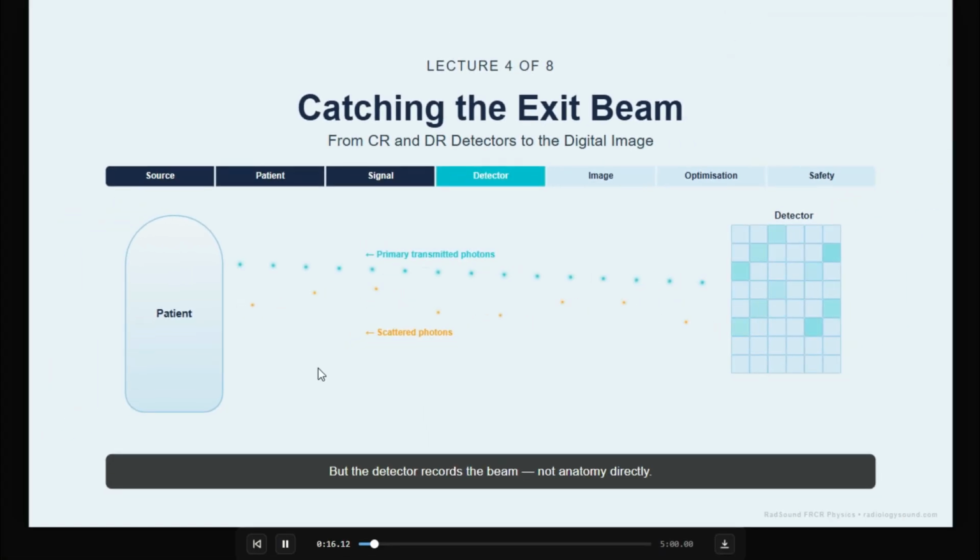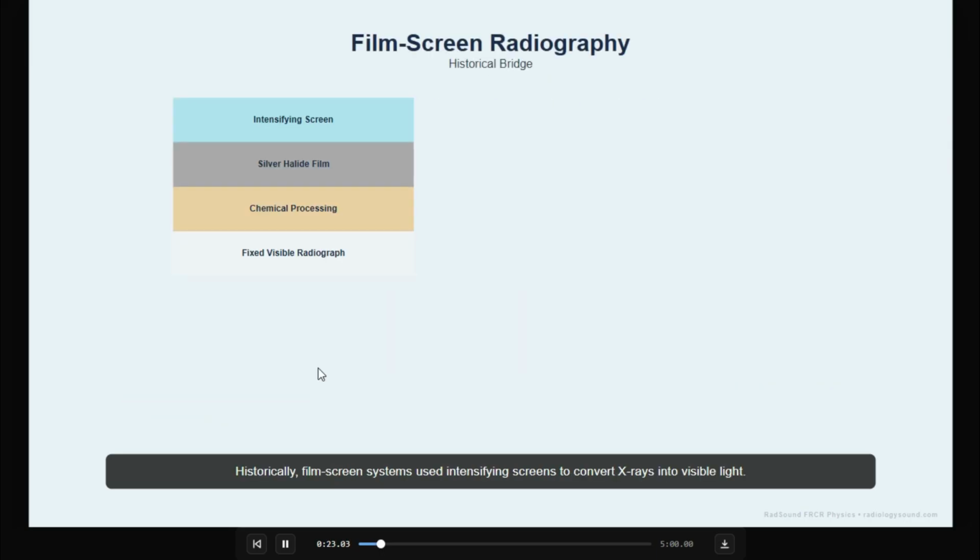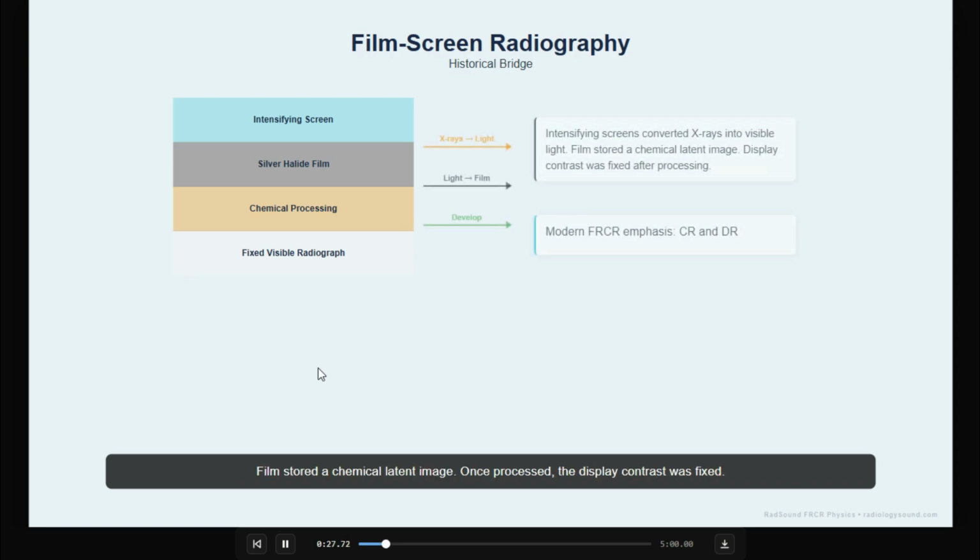To understand the detector, we must go back a little. Historically, an intensifying screen converted X-rays into visible light, then exposed silver halide film, and chemical processing formed the contrast once processed, to display as contrast peaks. But in the modern era, we are using computerized and digitalized radiography, which is far better than the prior method and produces a better image with better diagnostic quality.